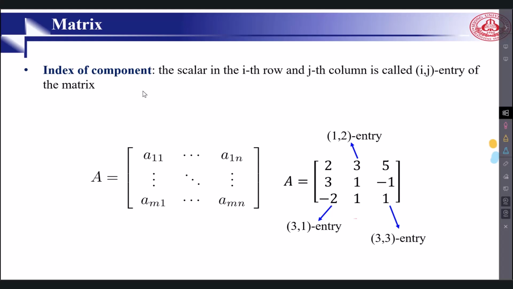Index of components. In order to access the components of a matrix, we use an index of components. If we consider i as the row number and j as the column number, then we say, for example, 1 and 2. Here the first one is 1 and 1, second is 1 and 2, third is 1 and 3, up to the last one, 1 and n. Here, for example, is 3 and 1. It means this minus 2 is the component in row number 3 and column number 1. This one is 3 and 3, which means row number 3 and column number 3.